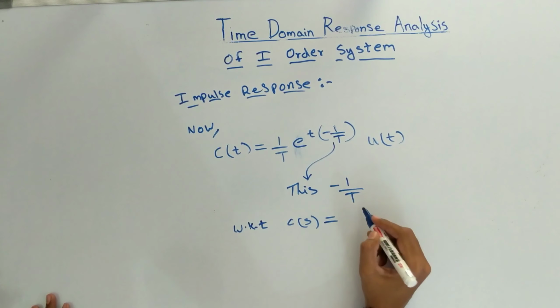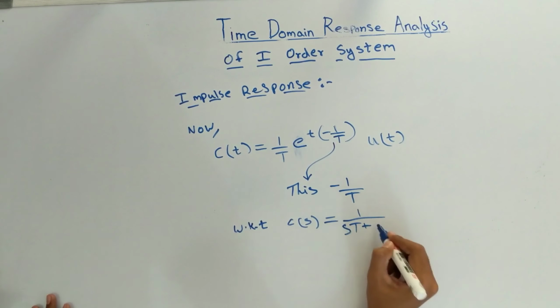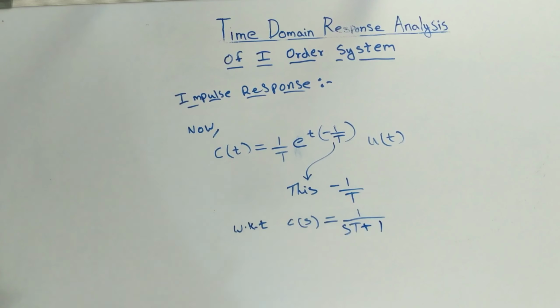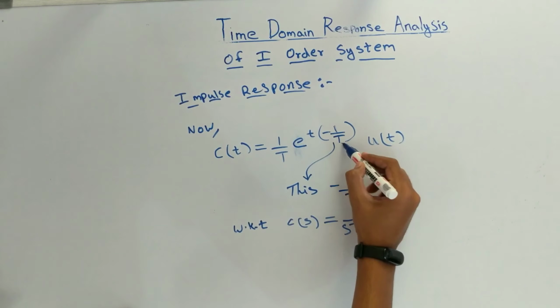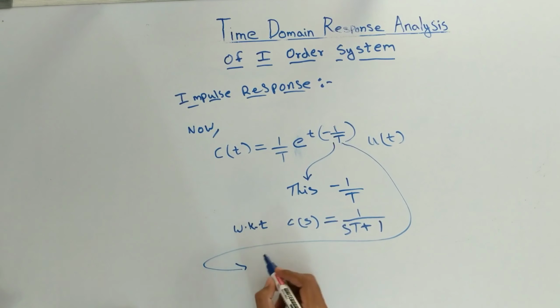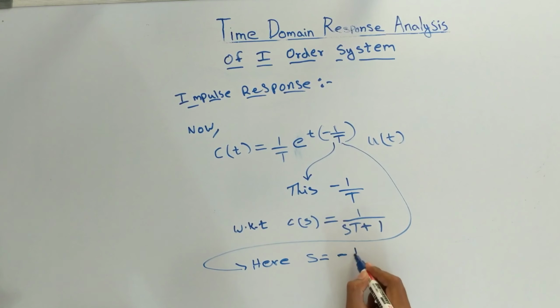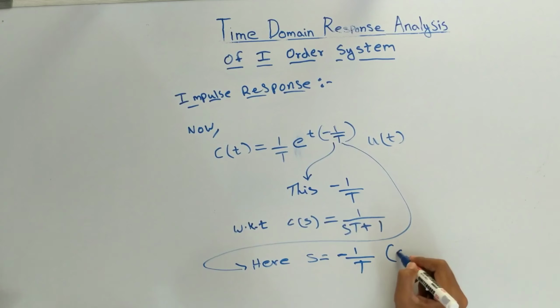C of s is equal to 1 upon 1 plus s T. As we know, c of t is equal to 1 upon T e raised to minus t by T u of t. Here the closed loop pole s is minus 1 by T, that is negative, and lies on the left side.